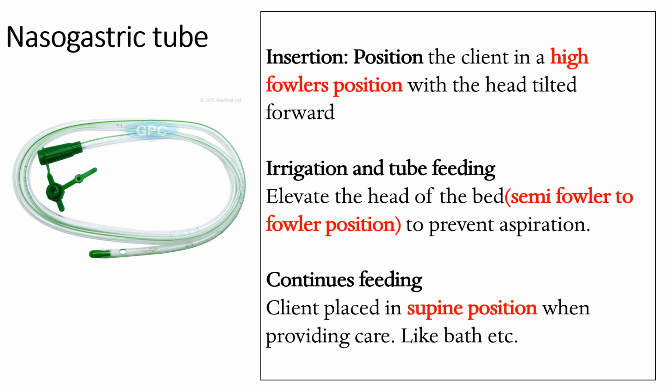Now, next is the question we had today. Nasogastric tube. For insertion, we position the client in high Fowler position with the head tilted forward. For irrigation and tube feeding, we elevate the head of the bed to semi-Fowler to Fowler position to prevent aspiration. If the client is on continuous feeding, we place the client in supine position when providing care, like a bath or changing their linens or beddings.